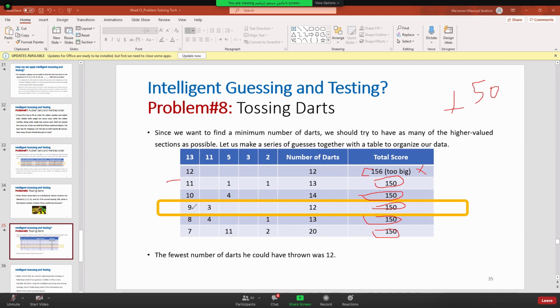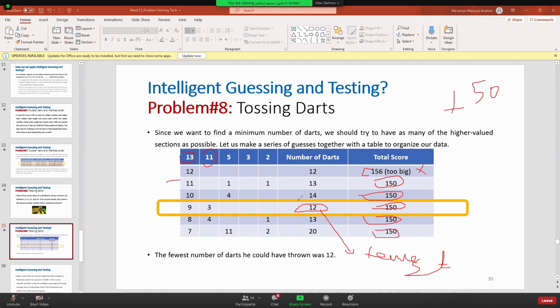Omar has thrown, or has scored, 9 times in this section and 3 times in this section. So 3 multiplied by 11 is 33, and 9 multiplied by 13 is 117, 127 plus 33, which is equal to 150. But here, as you can see, we have 12. So this is the fewest number. This depends on intelligent guessing.